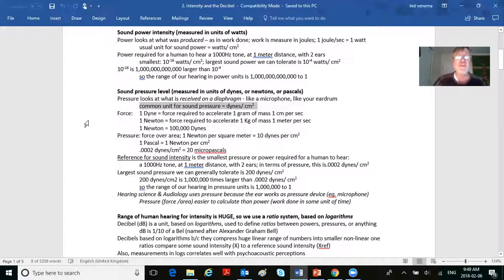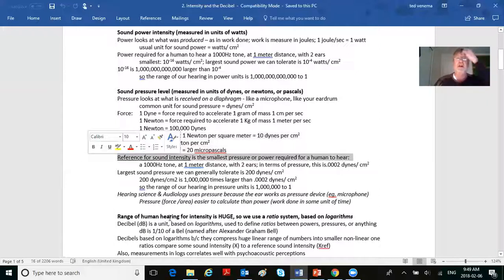Now, all of this stuff here, don't worry about it. I don't care, because just leave that alone. And then this stuff here, that's just for people who want to know that, but I'm never going to ask you that, because if someone asked me that stuff, I'd have to look at my notes and see what I wrote, okay? This is what you've got to put a star by. What's the reference for sound intensity?